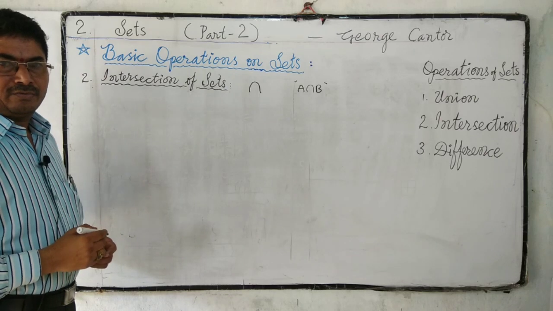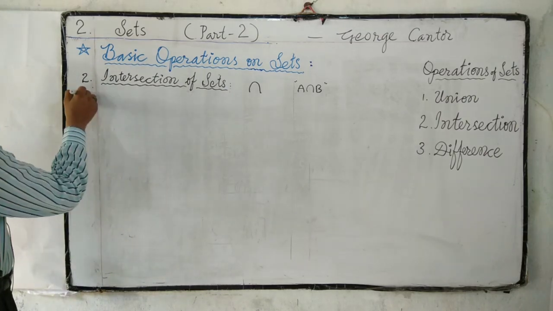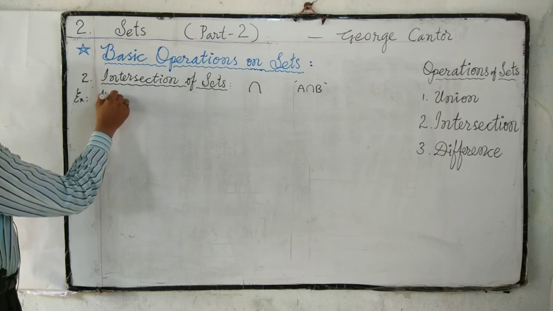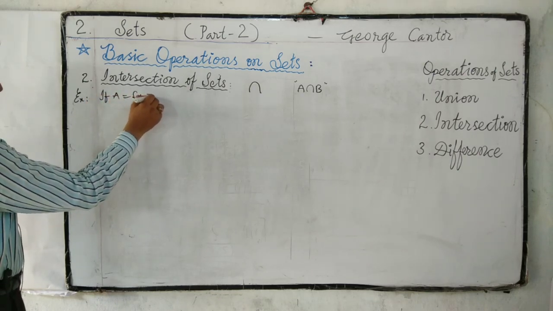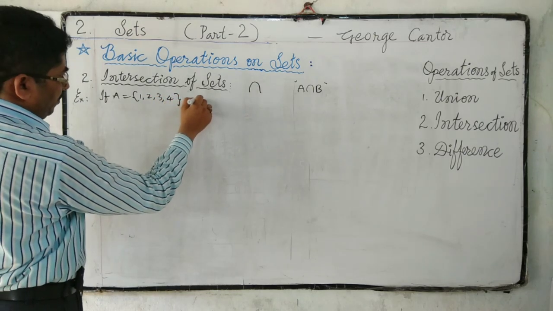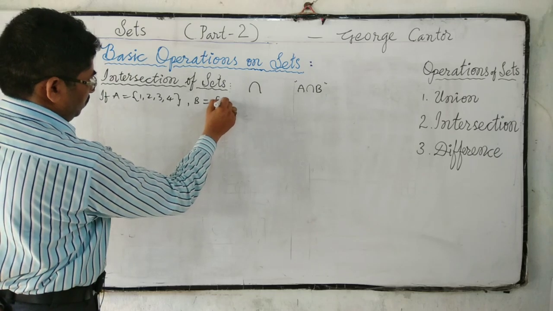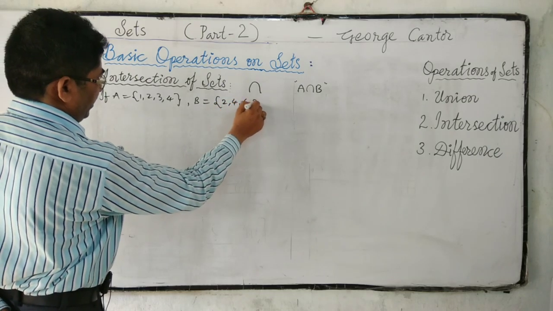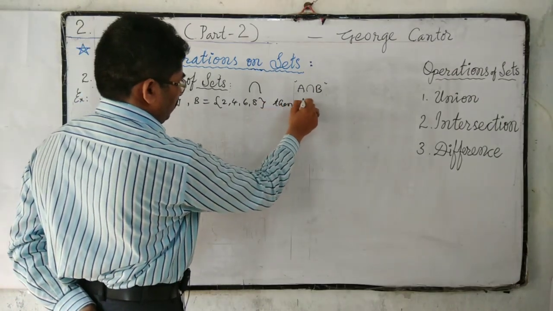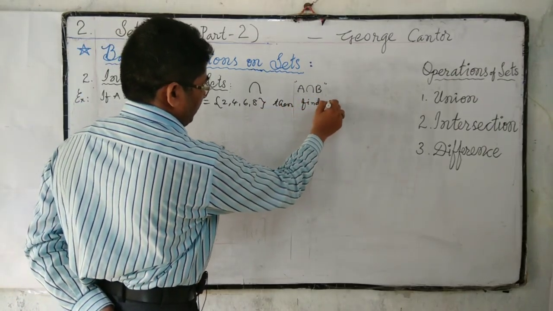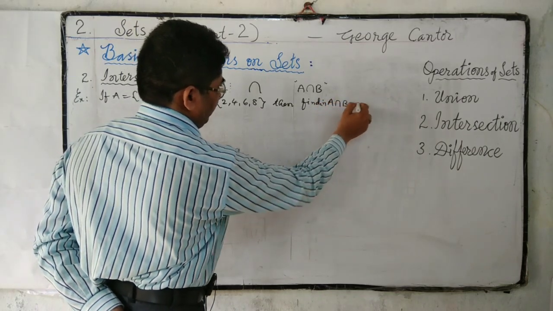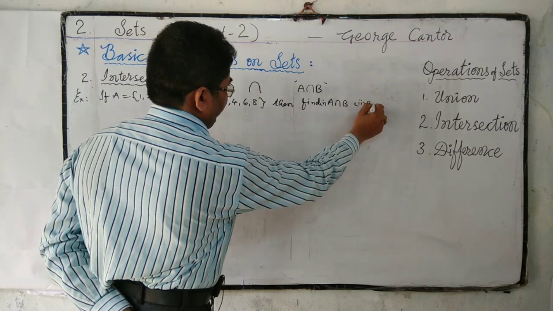Let us see a few examples. If A is equal to the set of 1, 2, 3, 4, B is equal to the set of 2, 4, 6, 8, then find A intersection B and B intersection A.